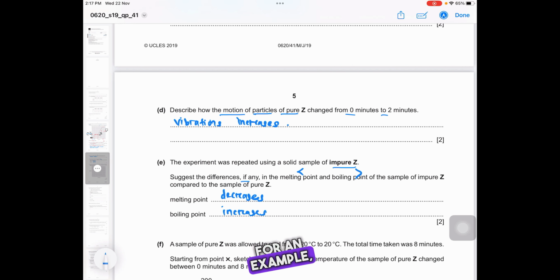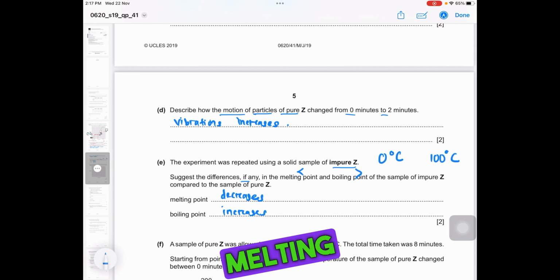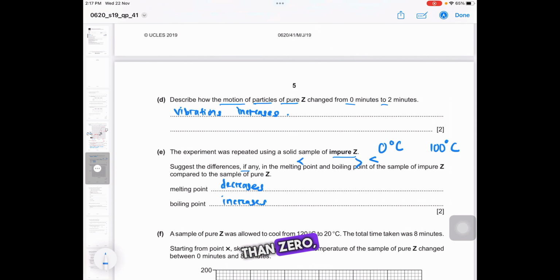For example, the melting point of pure water is 0 degrees Celsius and the boiling point of pure water is 100 degrees Celsius. But if it contains impurities, the melting point of impure water now becomes lower than 0, whereas the boiling point of impure water becomes more than 100.